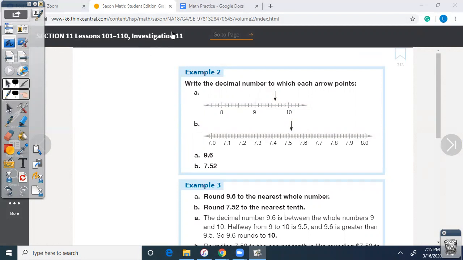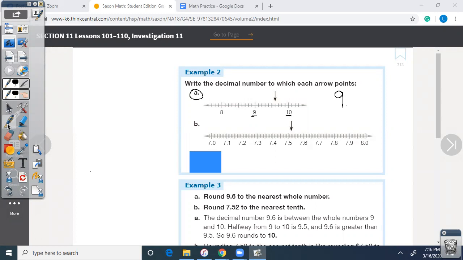Okay, so each arrow is going to point to a specific number on the number line, and we are going to figure out what number it's pointing to. Okay, so the first one, we know it's pointing in between what 2 numbers? This one right here. In between what 2 numbers? We're doing A first. It's in between 9 and 10, right? So we know it's going to be 9 decimal something, right?